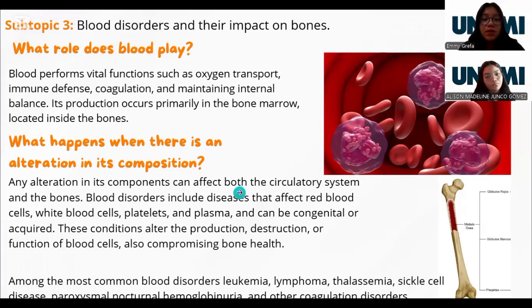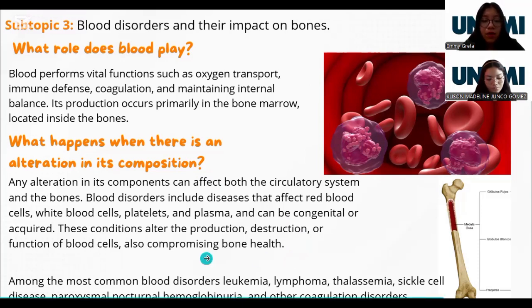What happens when there is an alteration in its composition? An alteration in its components can affect both the circulatory system and the bones. Blood disorders include diseases that affect red blood cells, white blood cells, platelets, and plasma, and can be congenital or acquired. These conditions alter the production, destruction, or function of blood cells, also compromising bone health.